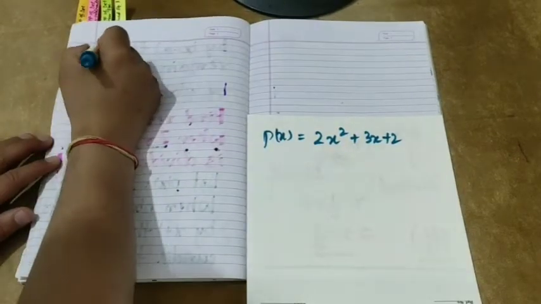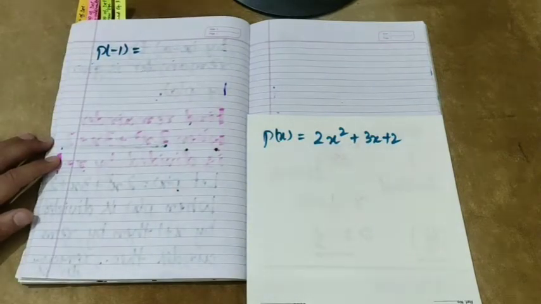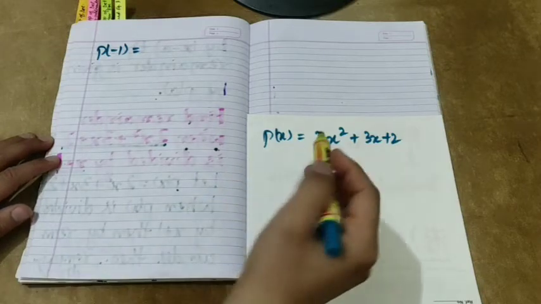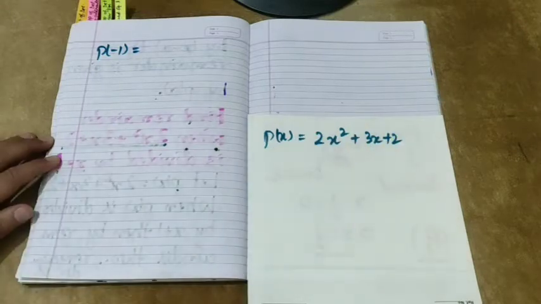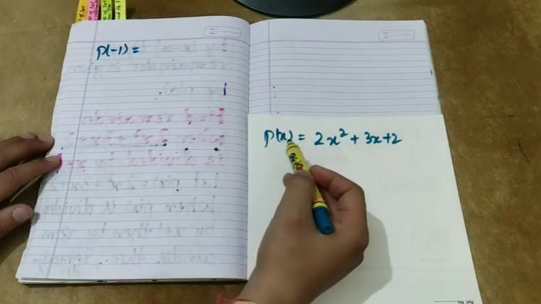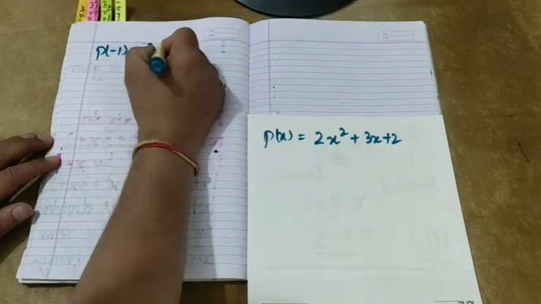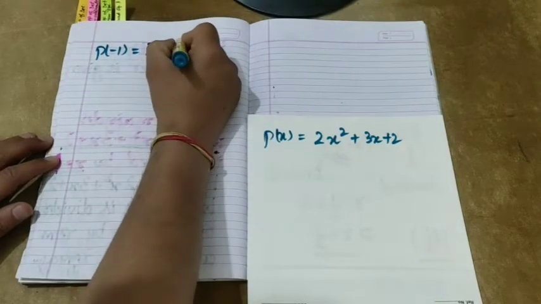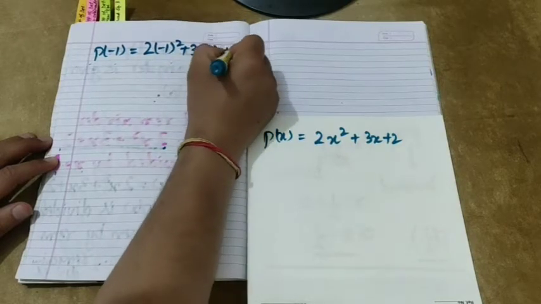P of minus 1. Now we will put the value of x equals to minus 1 in the polynomial. Since the polynomial is 2x square plus 3x plus 2, I am going to replace x by minus 1 in the left hand side as well as in the right hand side. So the right hand side will become 2 times minus 1 the square plus 3 into minus 1 plus 2.